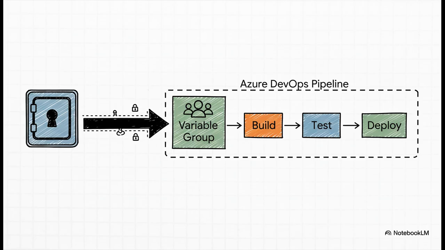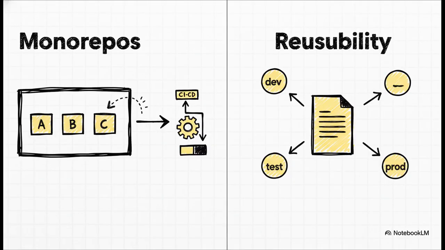And the way you do this in Azure DevOps is with something called a variable group. You can create a group that, instead of holding the variables itself, just links directly to your Azure Key Vault. Then, the pipeline securely pulls those secrets from the vault at runtime, making them available to your deployment without ever exposing them in your pipeline's code. It's pretty slick.